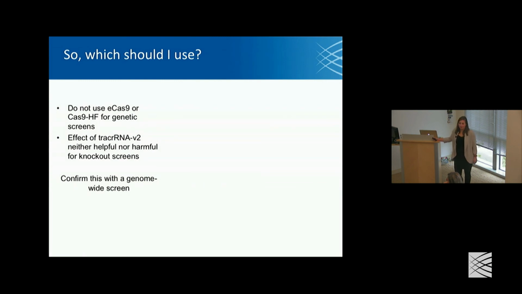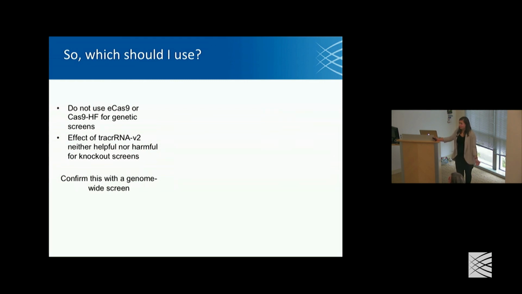So what do we recommend when you're screening? Do not use eCas9 or Cas9 high fidelity in a screening capacity. They seem to not have as good on-target activity as your wild type. However, if you wanted to use the modified tracer versus the wild type, the effects are neither helpful nor harmful.